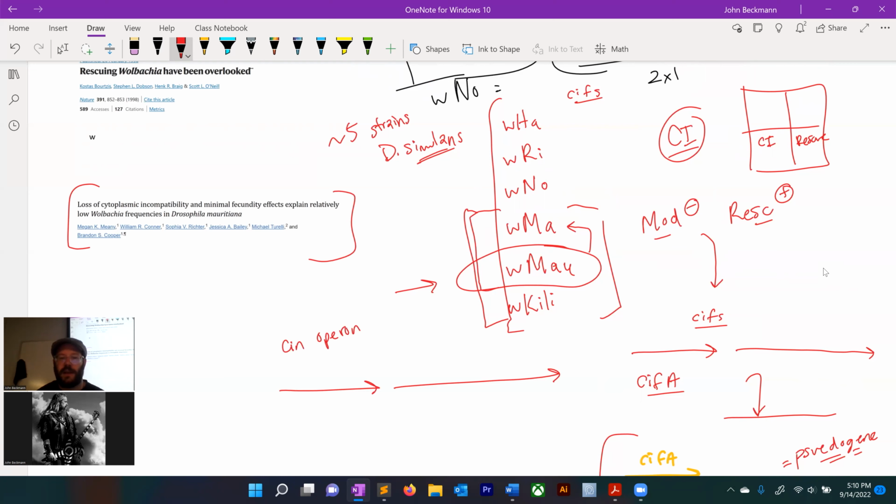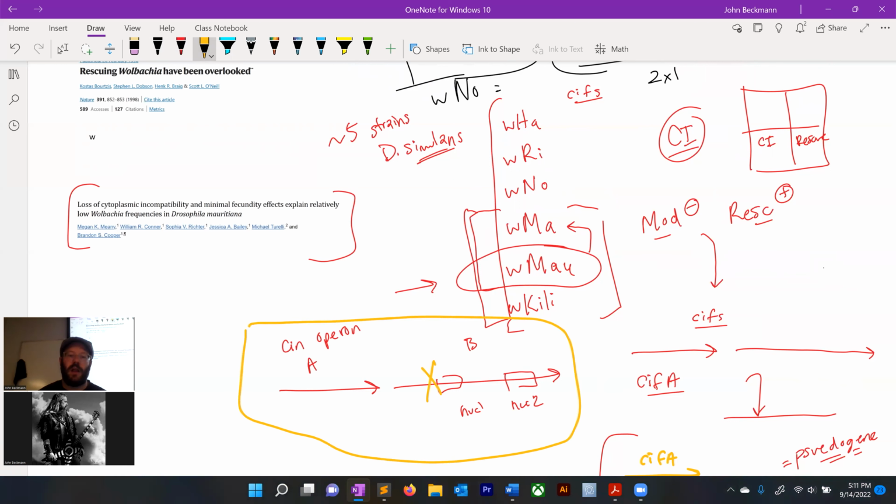So it has a double nuclease domain in the B, okay? And there was a break in the B. So the prediction came true when they sequenced this mod minus rescue plus genome. So that was at least a good sign. There might be some nuance, but we're pretty sure that these are the genes that are causing CI. That's good evidence for it.